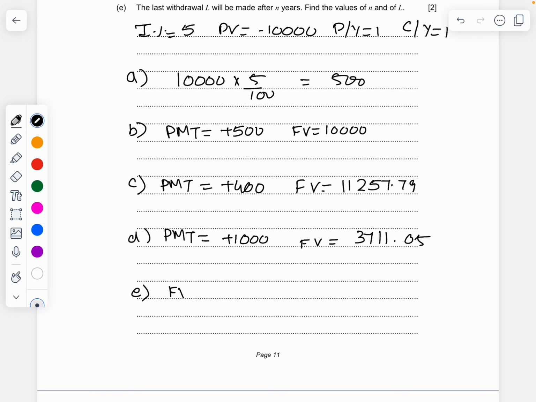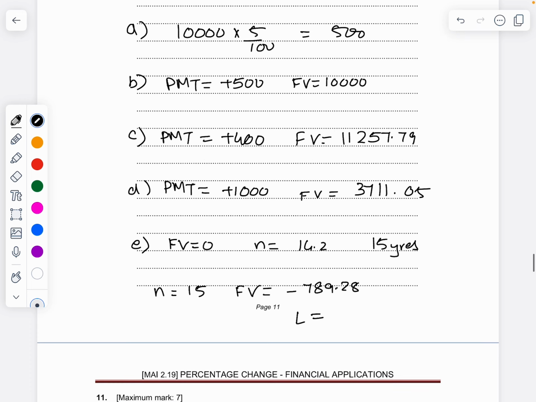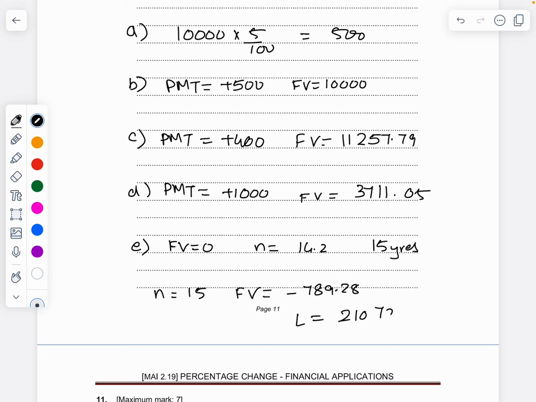The last withdrawal L is made after n years, find the value of N and L. Last withdrawal means the future value should become 0. In that case, N equals 14.2. So that means after 15 years, N equals 15. The future value will become minus 789.2928, and L, the last withdrawal, should be 210.72. Because the future value is minus 789.28 but you are withdrawing 1,000, we cannot withdraw 1,000. I am left with only 1,000 minus 789.28, so I should be able to withdraw only 210.72.